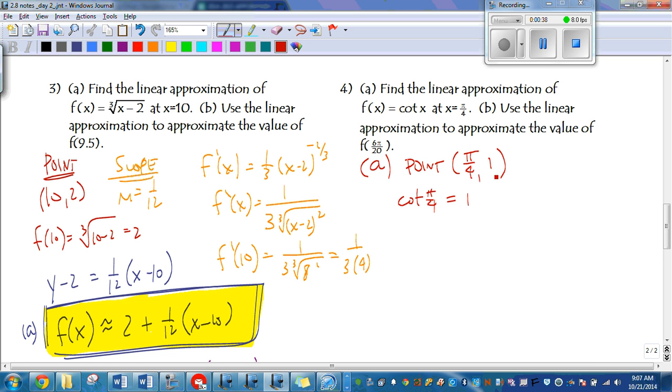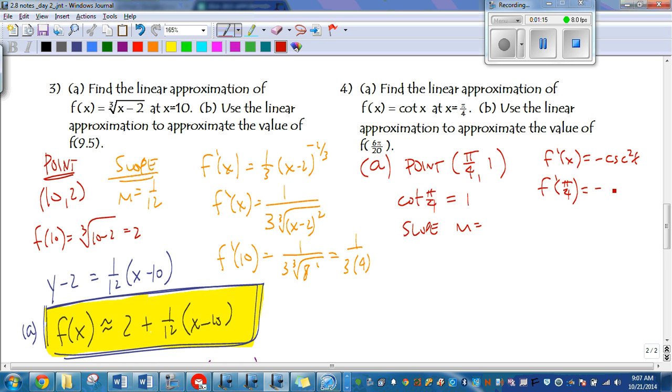Alright, so we have our point, then we need to find our slope. So to do that, we need to look at the derivative. So derivative of f of x, what's the derivative of cotangent? Need to remember these. Negative cosecant squared. Right. Negative cosecant squared of x. Those are things that we're going to use the rest of the year, so you need to remember those 6 trig derivatives. Alright, now we're trying to figure out this derivative when x is pi over 4.